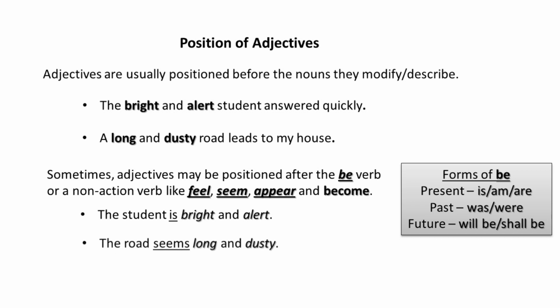Let's look at another example. The road seems long and dusty. Here, road is the noun and long and dusty are the adjectives. These adjectives are describing the noun road, but they are placed after the non-action verb seems. Now that's it about position of adjectives, and let us go to kinds of adjectives.